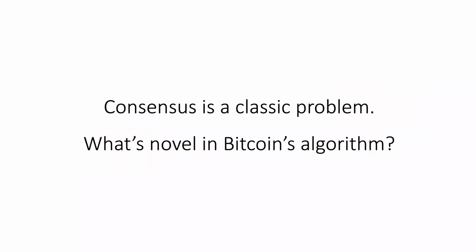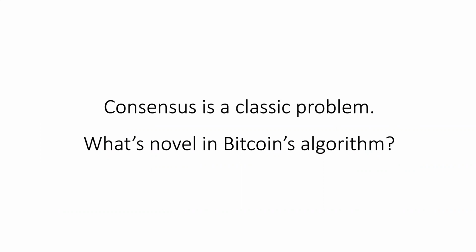And as you probably know, consensus is a decades-old problem, dating back all the way to the 70s. There's like 30 years of research before Bitcoin came about. So one question I have been interested in for a long time is what's fundamentally new? What's fundamentally novel about Bitcoin's algorithms?